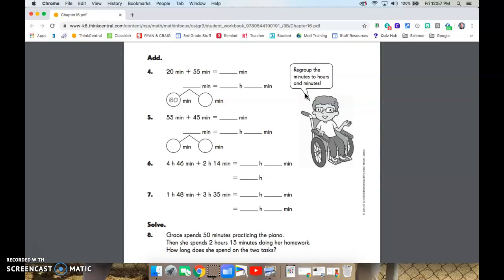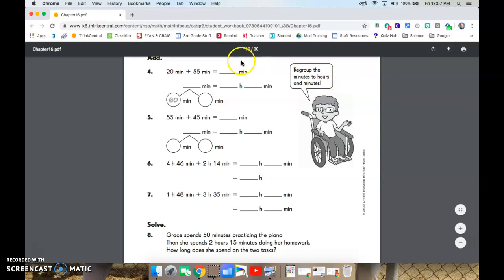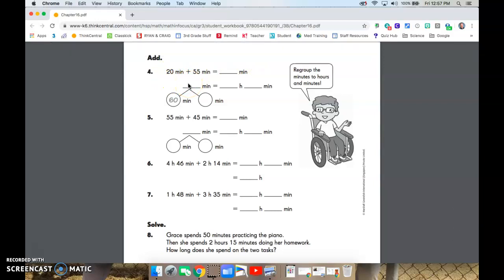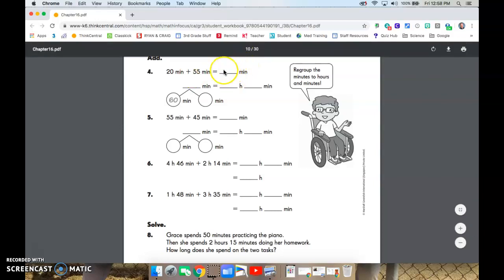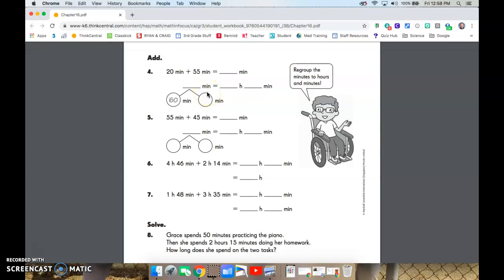20 minutes and 55 minutes. Well, 20 plus 55 equals 75 minutes. Okay? Now that we added them together, we actually have to subtract now. We have to subtract 60 because 60 minutes equals what? That's right, 1 hour. 60 minutes equals 1 hour.